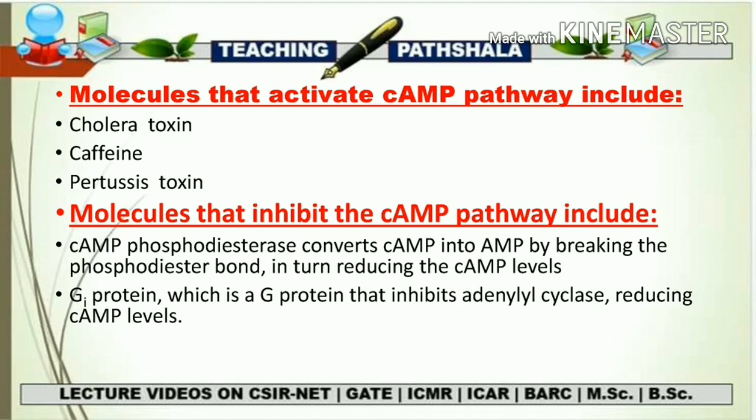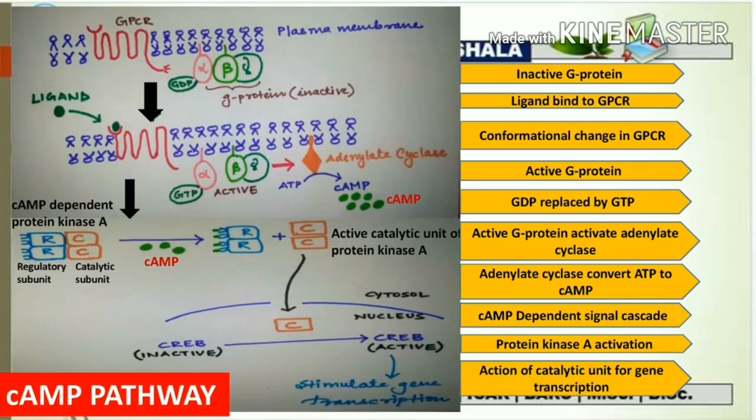So in this way there will be less conversion or no conversion of ATP to cAMP. This is an important slide through which a Section B question can come, like which molecule is used to activate the cAMP pathway, and they will give you different options in which one option will be from this list only. So you should remember which molecule is going to activate the cAMP pathway and which molecule is going to inhibit the cAMP pathway.